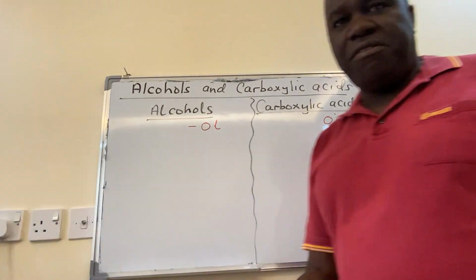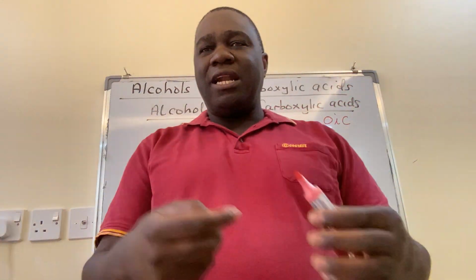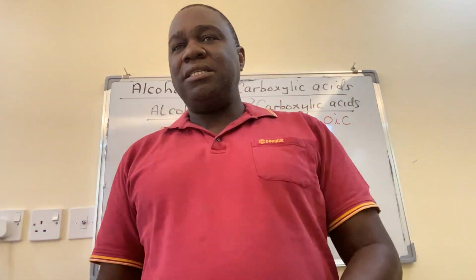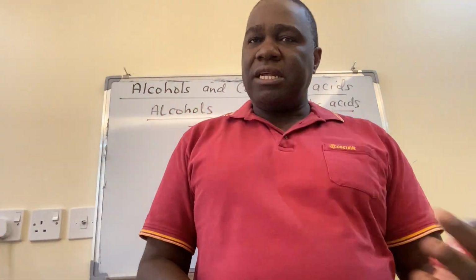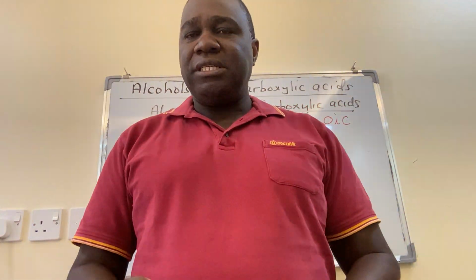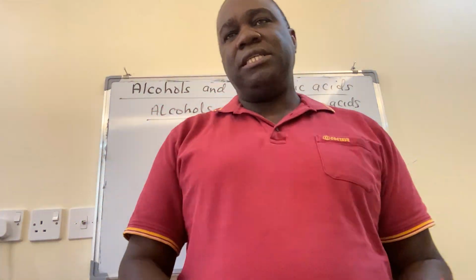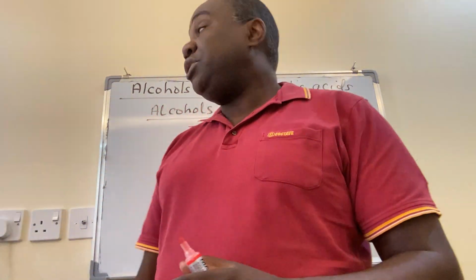Just like vinegar we use in the kitchen, it's called ethanoic acid. So ethanoic acid is a carboxylic acid. But we also have things like ethanol, which is used in alcoholic beverages. So ethanol is an alcohol because the suffix is ol.